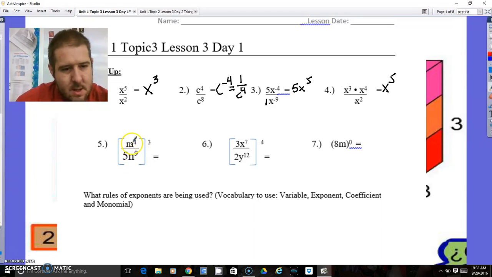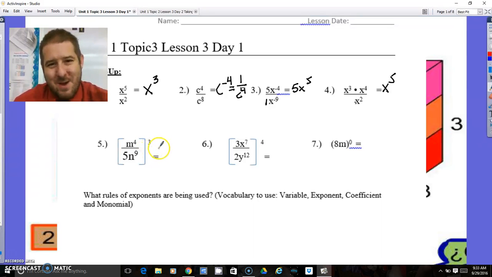All right, so now we've got a bunch of things going on here. We've got the quotient rule inside, plus we've got the power to a power rule. So we have to do the power to a power rule first. Just like when you are solving expressions, because that's what these are, you have to do what's in the parentheses first. So m to the fourth to the third becomes m to the 12th. Ooh, I almost said 7th. That would have been a mistake.